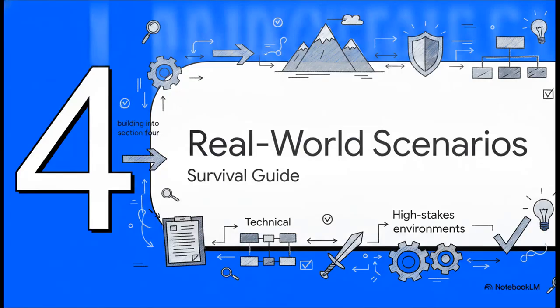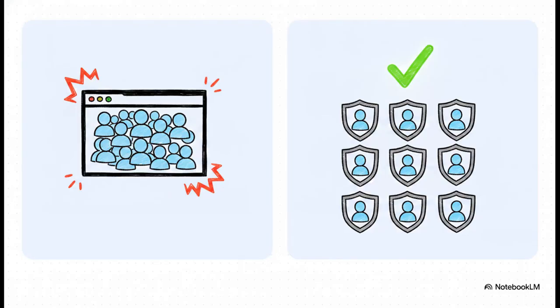Time to get practical. Section 4, Real-World Survival Scenarios. Let's take all this technical theory and actually apply it. Scenario 1, Facebook ads. If you're an agency managing 10 Facebook business managers with a basic extension, all of those sessions share the same Canvas and WebGL fingerprints. That is going to trigger bans incredibly fast.